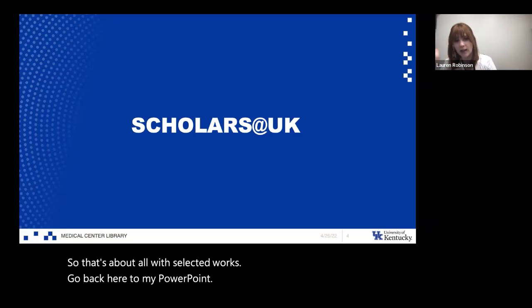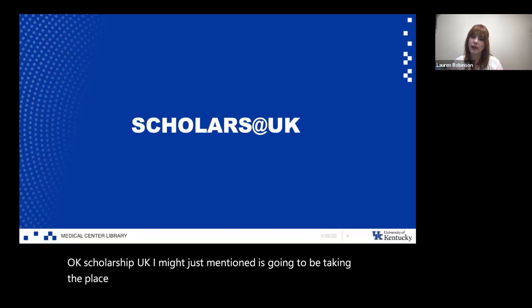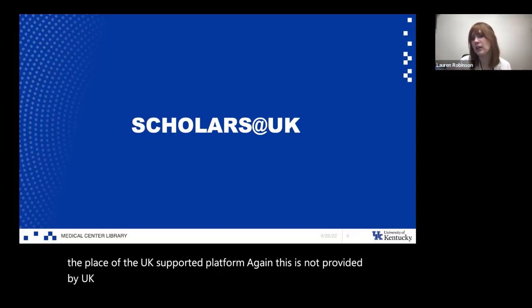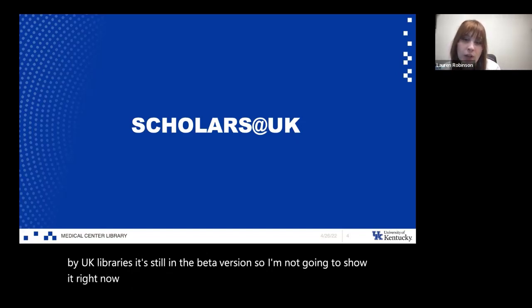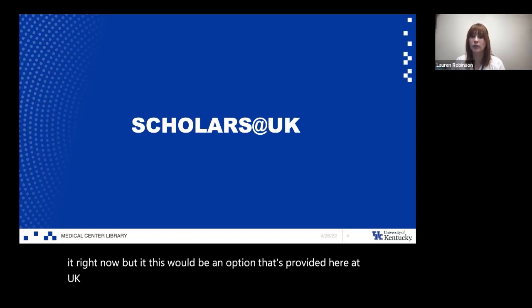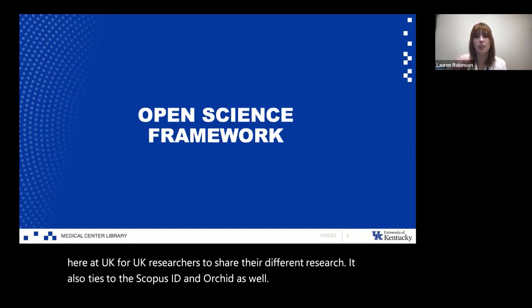Okay, Scholars at UK, I just mentioned, is going to be taking the place of the UK supported platform. Again, this is not provided by UK Libraries. It's still in the beta version, so I'm not going to show it right now. But this would be an option that's provided here at UK for UK researchers to share their different research. It also ties to the Scopus ID and ORCID as well.